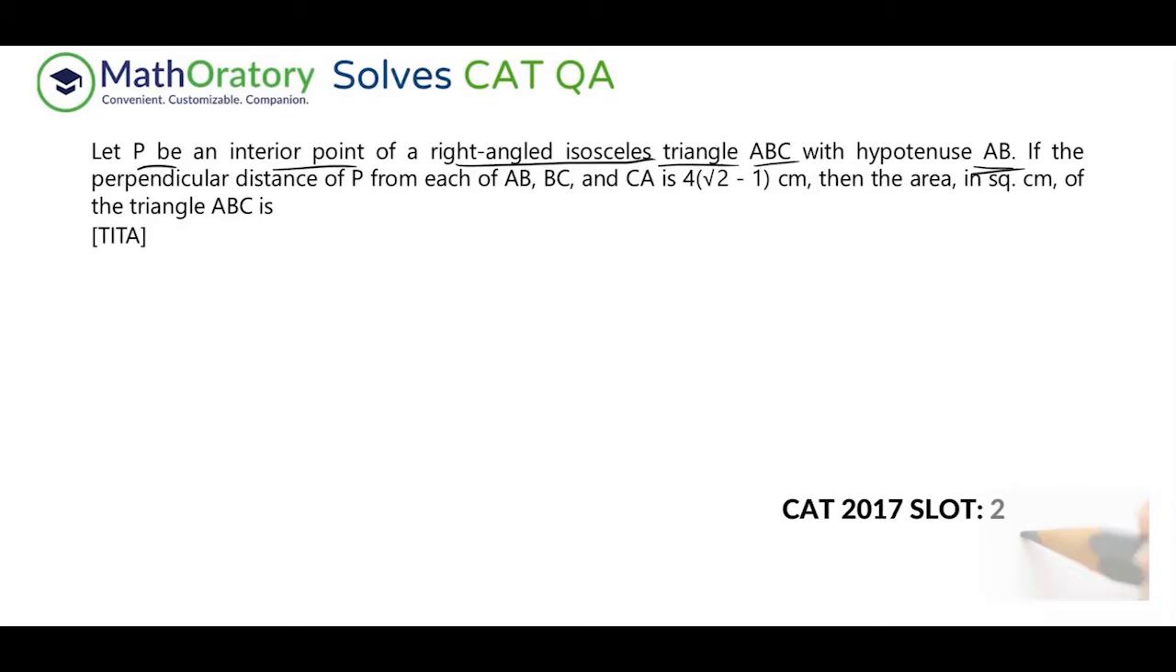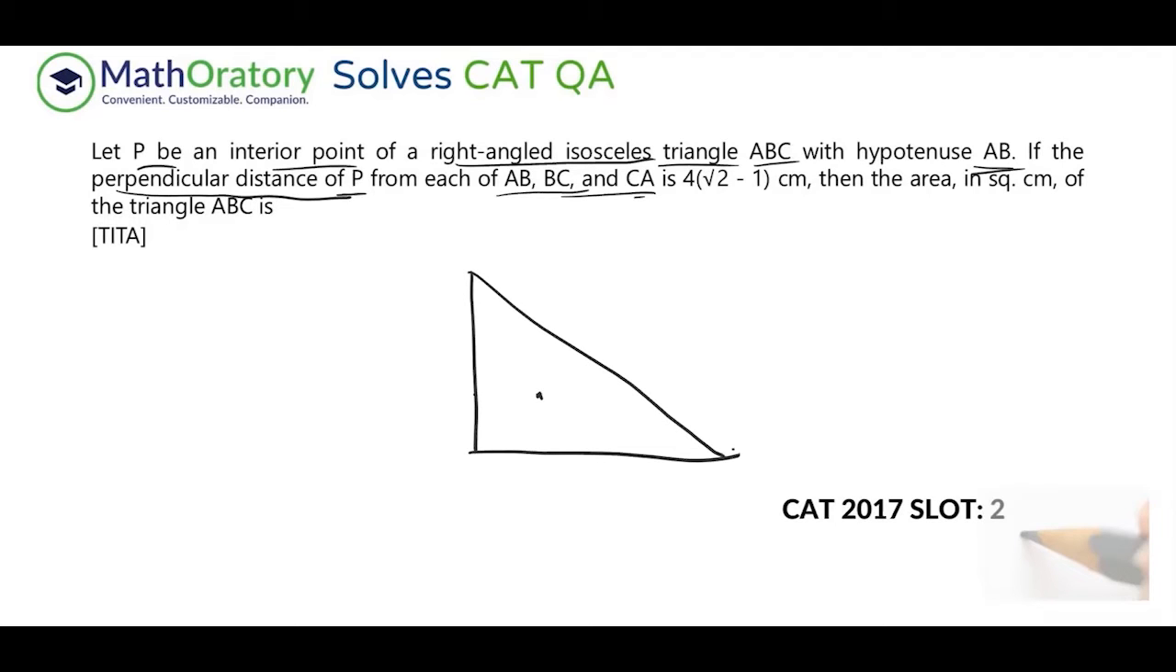The perpendicular distance of P from each of the sides. So whenever you have this information, perpendicular distance of this point from each of the sides, essentially what you should understand is this distance that we are talking about. Let's try to understand why, because I don't want to just give it to you or ask you to learn it by heart. So this point that we have is such that the perpendicular distances from each of the sides are equal.